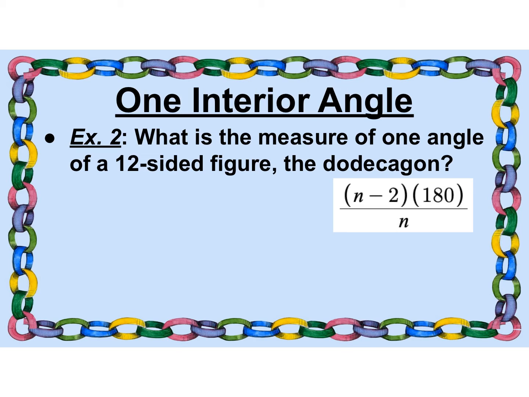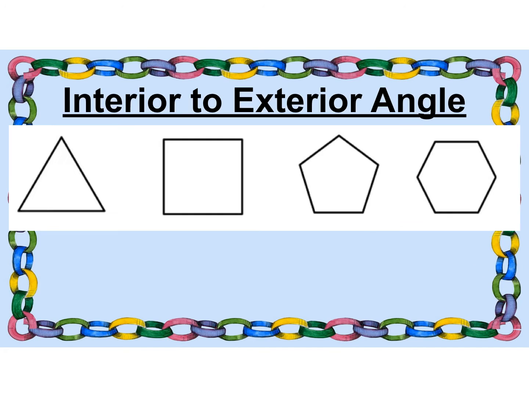So what is the measure of one angle of a 12-sided figure, the dodecagon? So 12 is going to get plugged into both of those, and I end up doing 10 times 180 divided by 12. So that would be 1800 divided by 12, and that comes out to be 150 degrees. So one angle in a regular 12-sided figure is going to be 150 degrees.